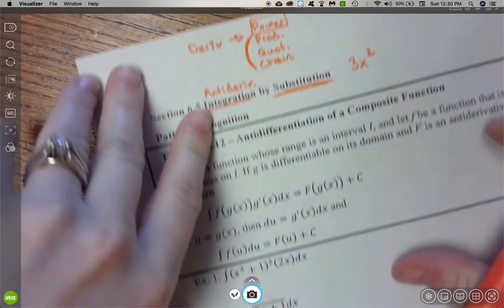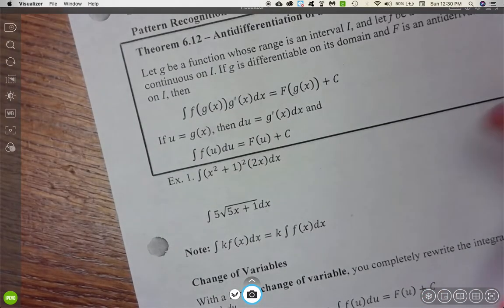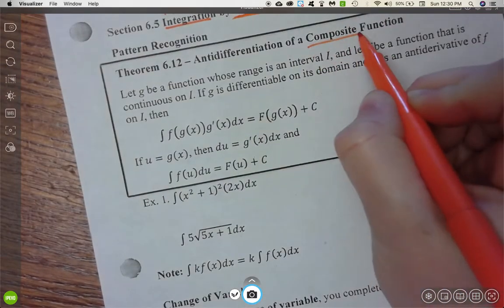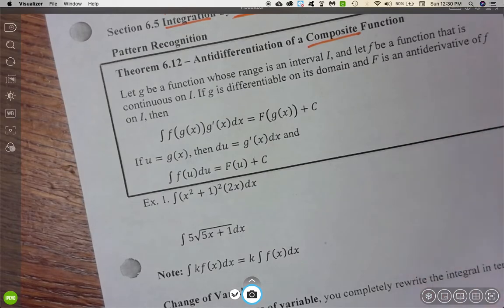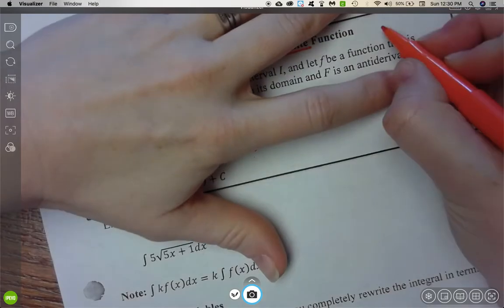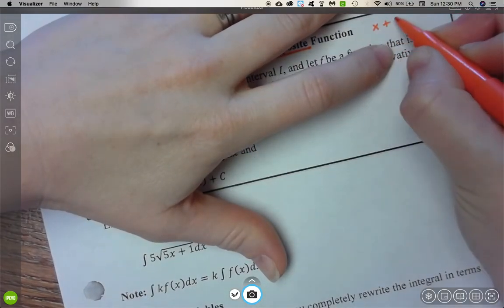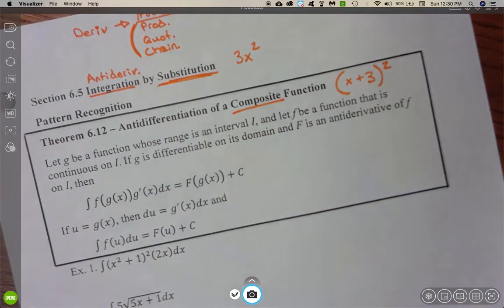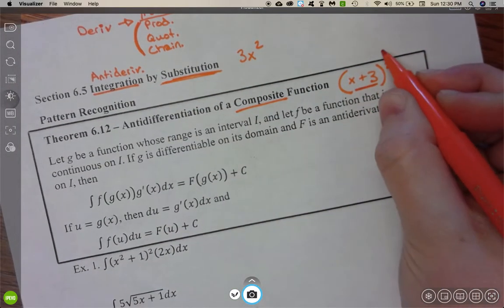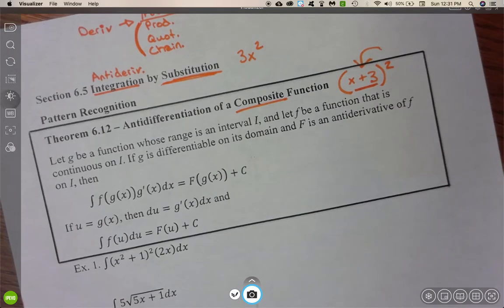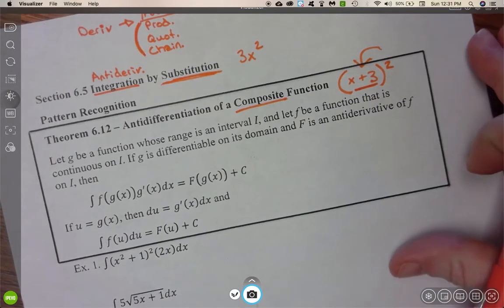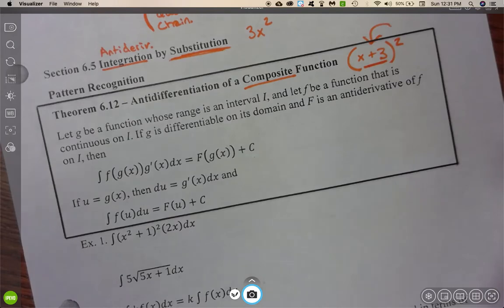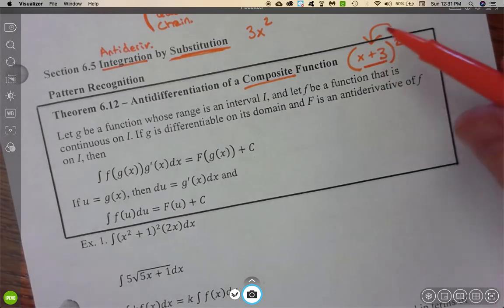Substitution is what you use when you have a composite function. A composite function is a function that's composed inside of another one. Like you might have x plus 3, but it's stuck inside of a square. So this is composed inside of that square. That's a composite function. You'll learn to recognize composite functions as we go through here and see how the derivative of that composite function will show up in the rest of your equation.